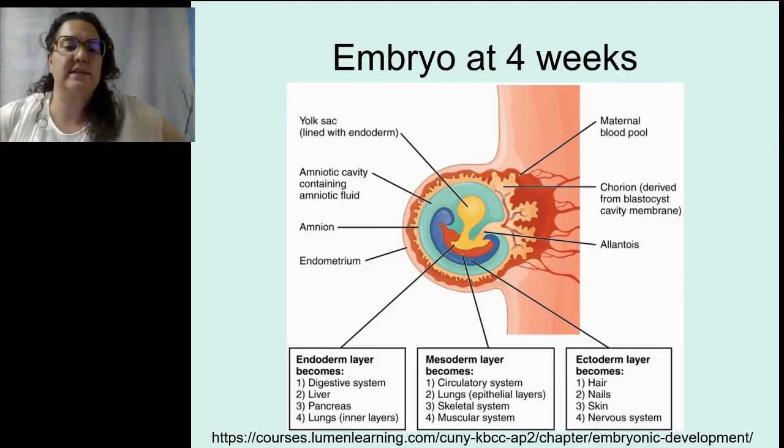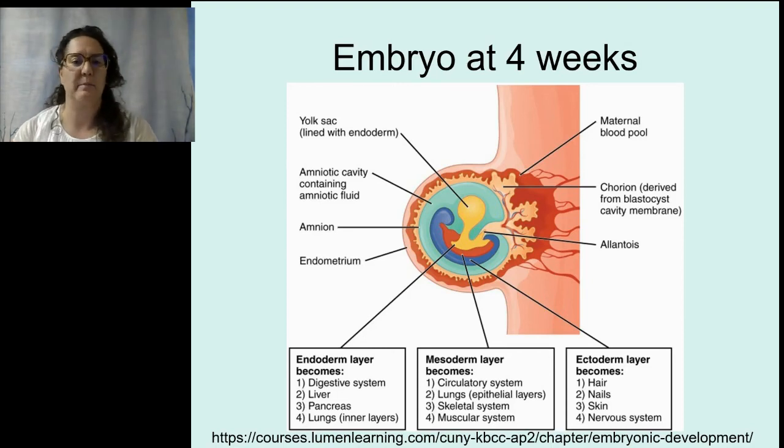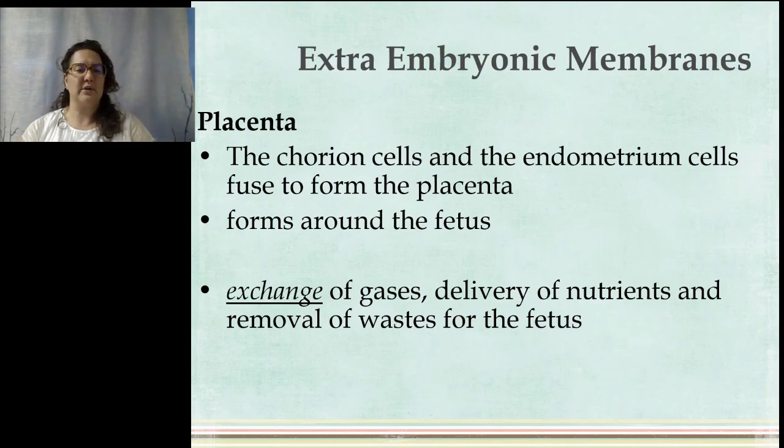So now at 4 weeks, roughly the earliest you can take a pregnancy test, these are the structures of the embryo. So we have a maternal blood pool and a chorion derived from the outer layer of that blastocyst, and those will together eventually form the placenta. We have a yolk sac that will become part of the primitive gut in the embryo. We have an amniotic cavity containing amniotic fluid. The amnion, which will become the amniotic sac, as well as the allantois, which becomes part of the gut, and the umbilical cord. So the chorion cells and the endometrial cells form together to fuse the placenta, and that's going to form kind of around the fetus.